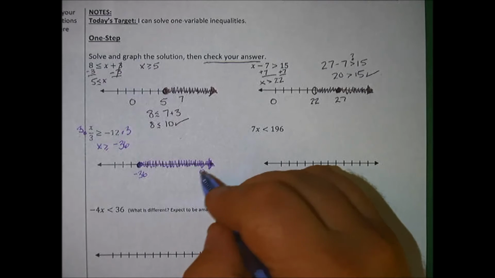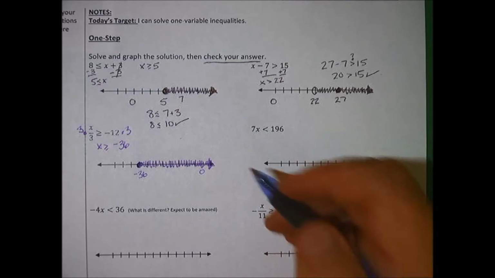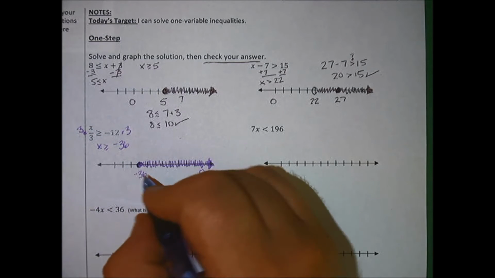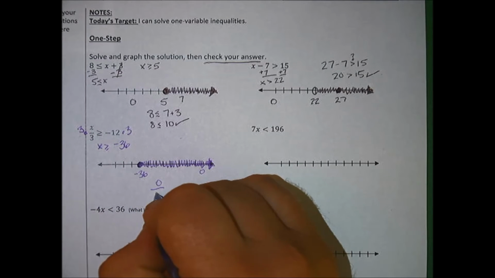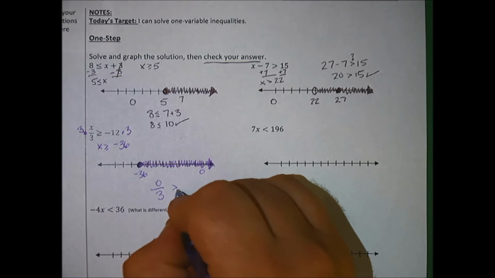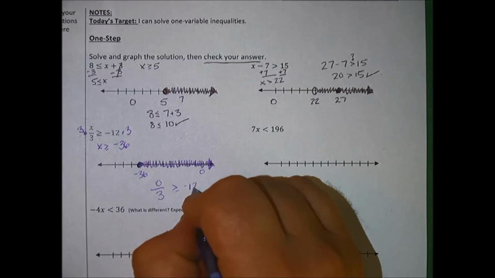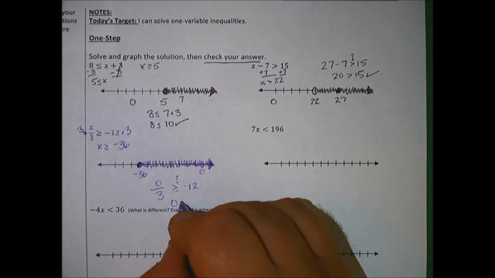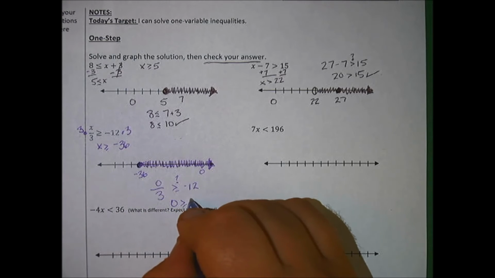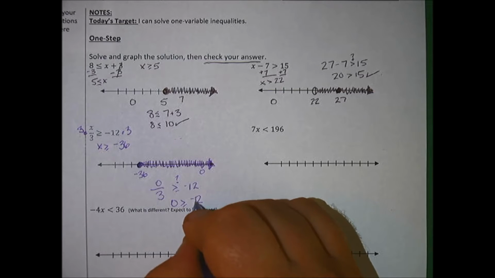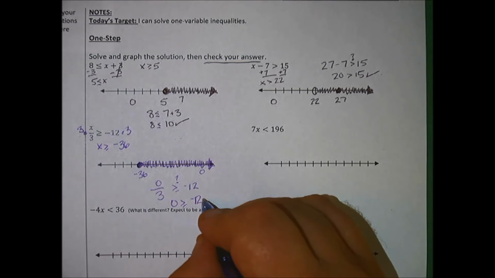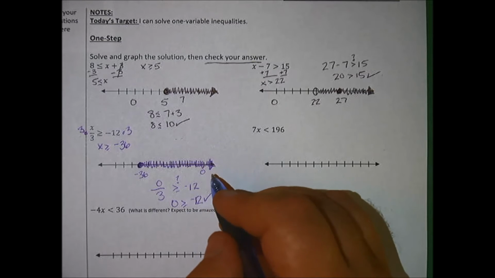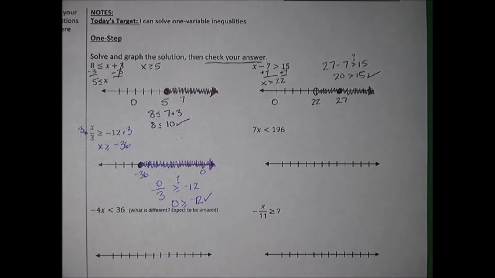Let's go ahead and check it. Whenever I can, I like to check 0 because it makes things kind of easy. So instead of x, I'm going to put in a 0. So is 0 divided by 3 greater than or equal to negative 12? Well, 0 divided by 3 is just 0. So is 0 greater than or equal to negative 12? Yes, it is. All right, so we know that works. 0 would have a dot on it. It would be one of the many points with dots. So we're good to go.